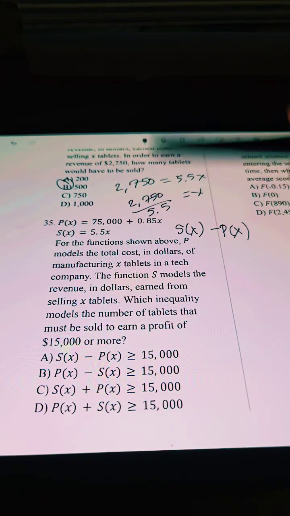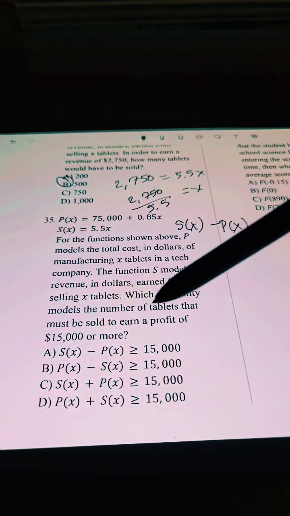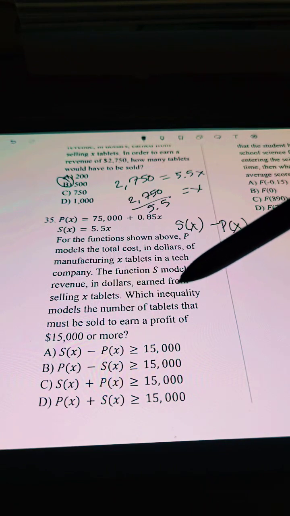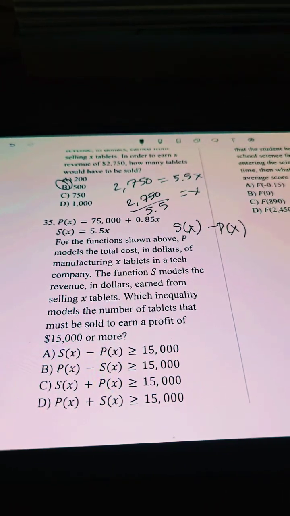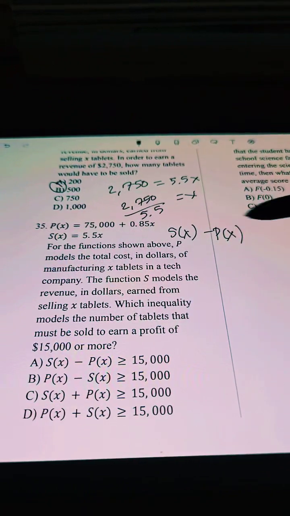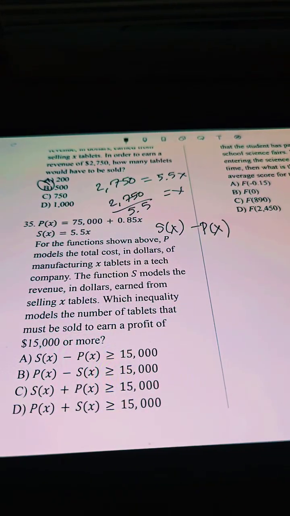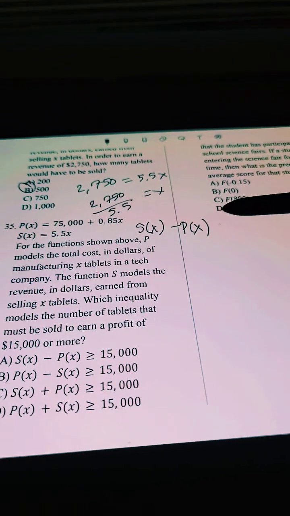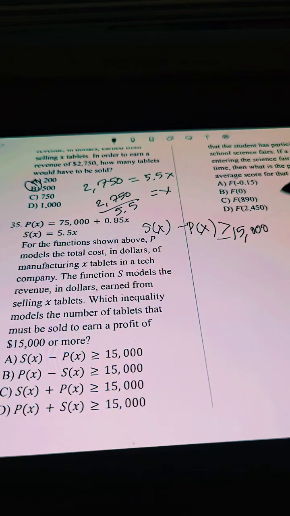And then it says that we want the number of tablets to earn a profit of $15,000 or more. So that means our profit could be $15,000, it could be $16,000, like $15,000 or more. So this has to be greater than or equal to 15,000.